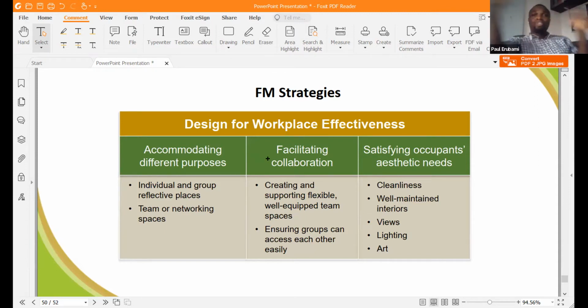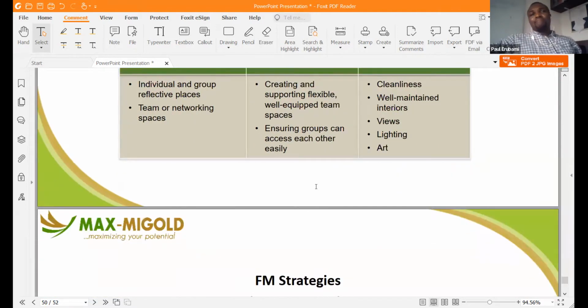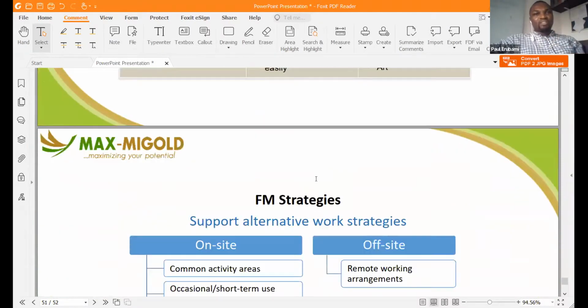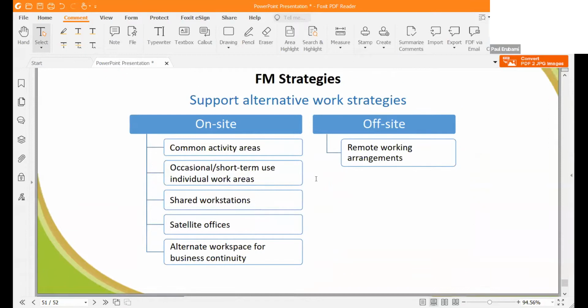Your interior design should be interesting. Views, lighting, and arcs should be well placed in such a way that it makes the environment interesting. Nobody wants to work in a boring environment. So as a facility manager, these are some of the strategies you should pay attention to when designing a workplace for effectiveness.